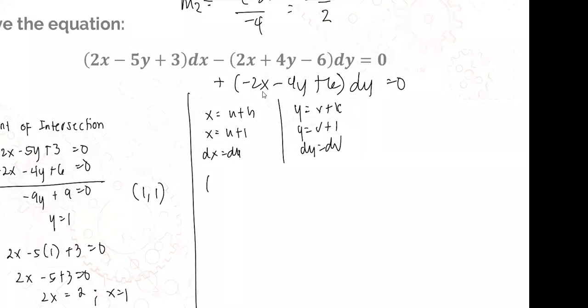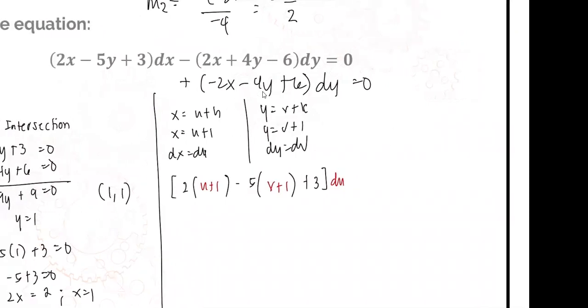So we have 2 times u plus 1 minus 5 times v plus 1 plus 3, and dx natin is magiging du, plus minus 2 times yung x natin is u plus 1 plus 4 times yung y natin is v plus 1 minus 6. dy natin will be dv is equals to 0. Then we simplify. So we have 2u plus 2.